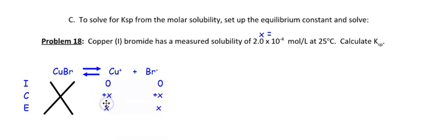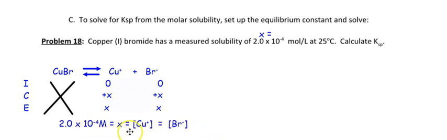Now, what did they tell me? They told me that the molar solubility is that value, correct? So that's what X is actually equal to. X is equal to the copper ion, and it's also equal to the bromide ion, and it's 2.0 times 10 to the negative fourth, okay? So now we just start plugging numbers in.